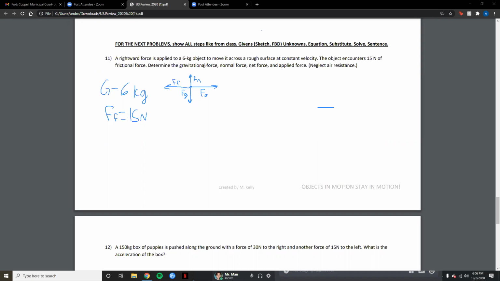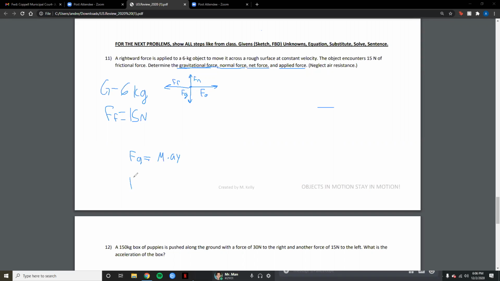So we're looking for F of G, F of N, the total force for y and x, and F of A right here. So we got to find all four of them. So we're going to find F of G first. F of G equals mass times acceleration y. F of G equals mass times acceleration y.